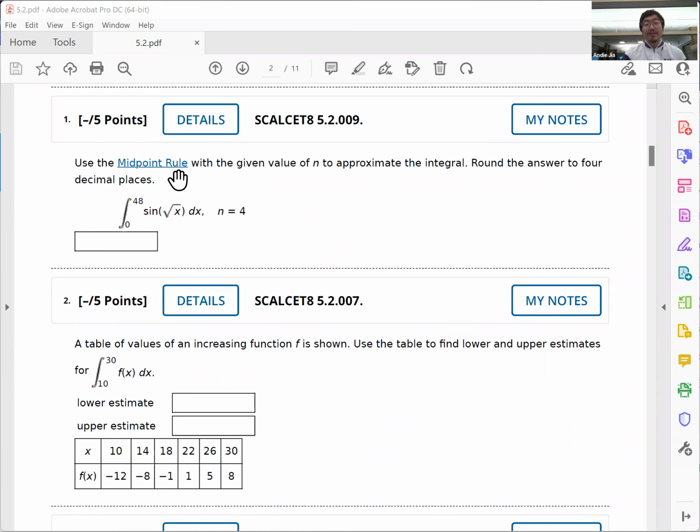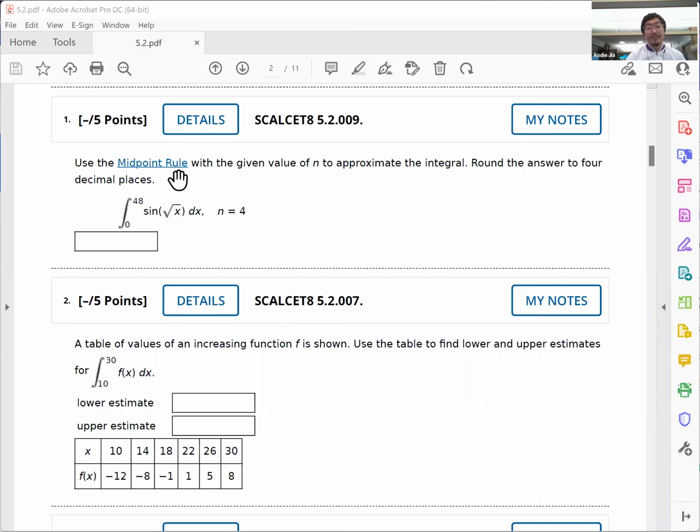So the first one is a midpoint. Make sure to find the width of each interval, the delta x of this approximation. So 12 is delta x, and for the midpoint we take the midway through each subinterval. We take x equal to 6, 18, 30, and 42. Make sure your calculator is in radian mode.